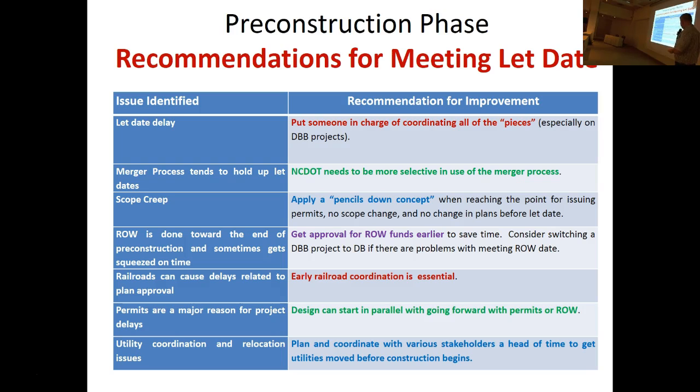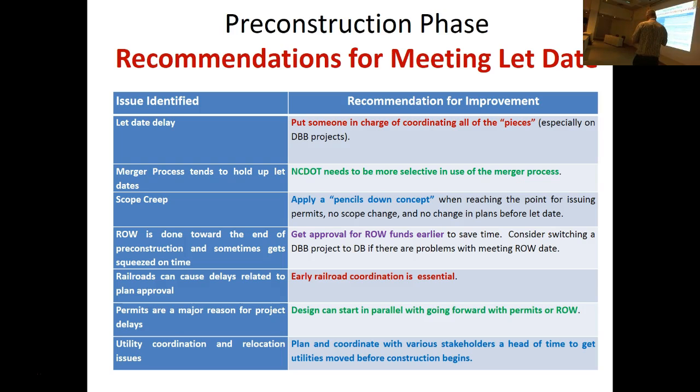We identified different issues, like for example, let date delay. Okay, you start seeing that coming. Maybe you didn't make a milestone. Okay, you missed one of the earlier milestones. So you've got to come up with some kind of corrective action. And what they told us was put someone in charge of coordinating all the pieces. Okay, so here are all the pieces, and we got to make these interim milestones. Let's put someone in charge to make sure we accomplish those on schedule.